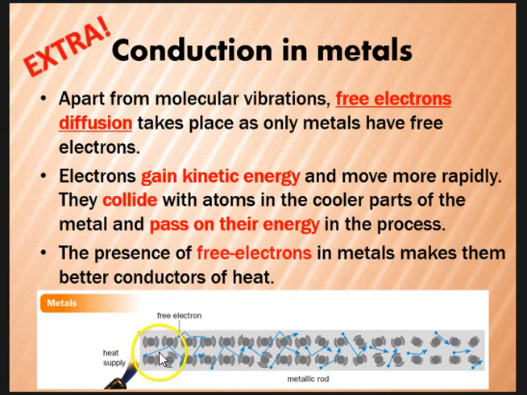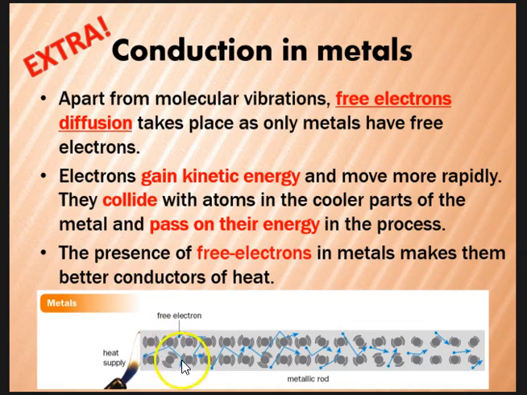And as they move faster along the length of the rod, these electrons which are more energetic can also collide into other particles. As a result, due to the collision itself, some energy will also be transferred to these particles. Now remember this as well.